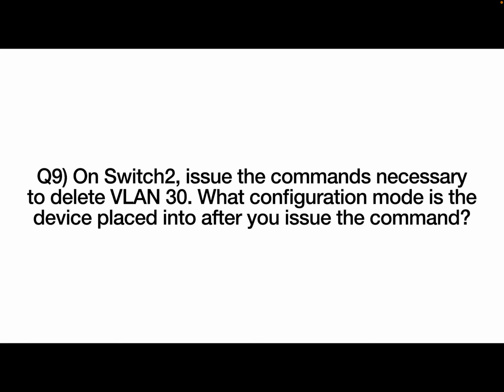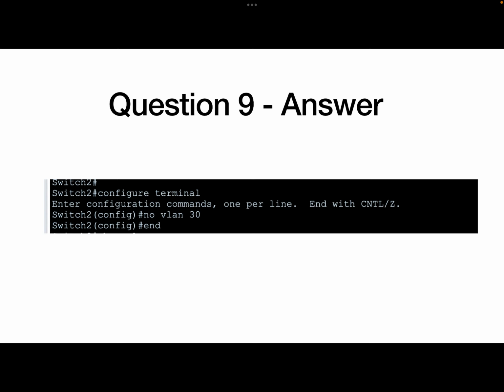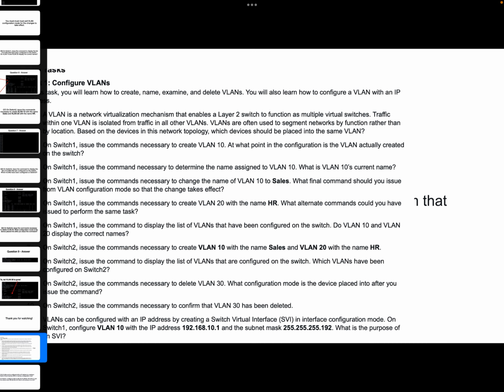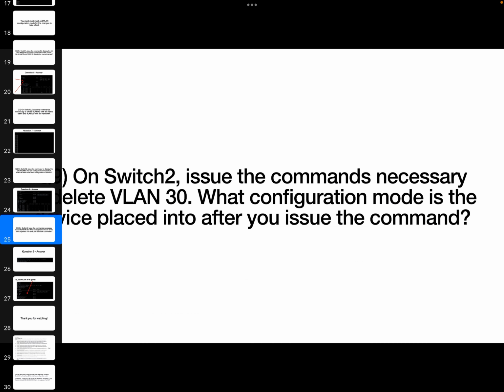Now, question 9, on switch 2, issue the commands necessary to delete VLAN 30. What configuration mode is the device placed into after you issue the command? So it's very simple to delete a VLAN. You go into global configuration mode, no VLAN 30, and verify that. Configure terminal, no VLAN 30, and show VLAN, and have a look. VLAN 30 is now gone.